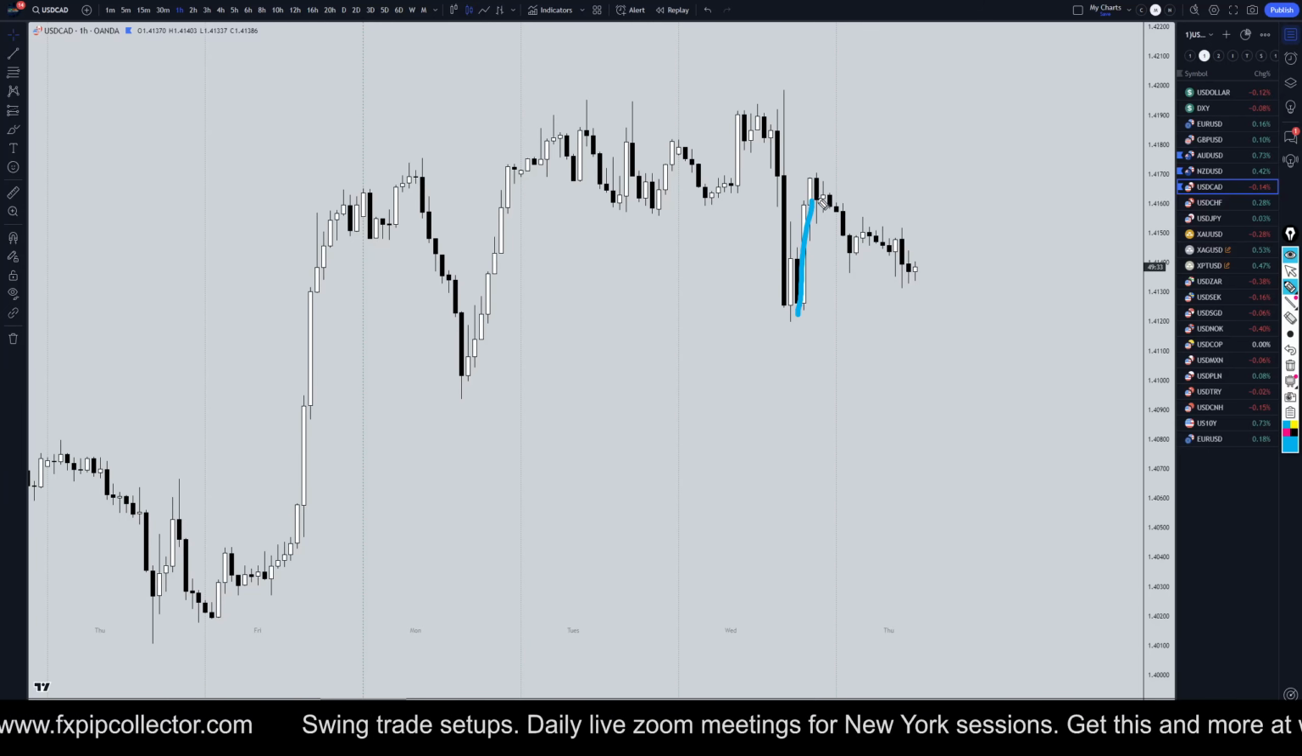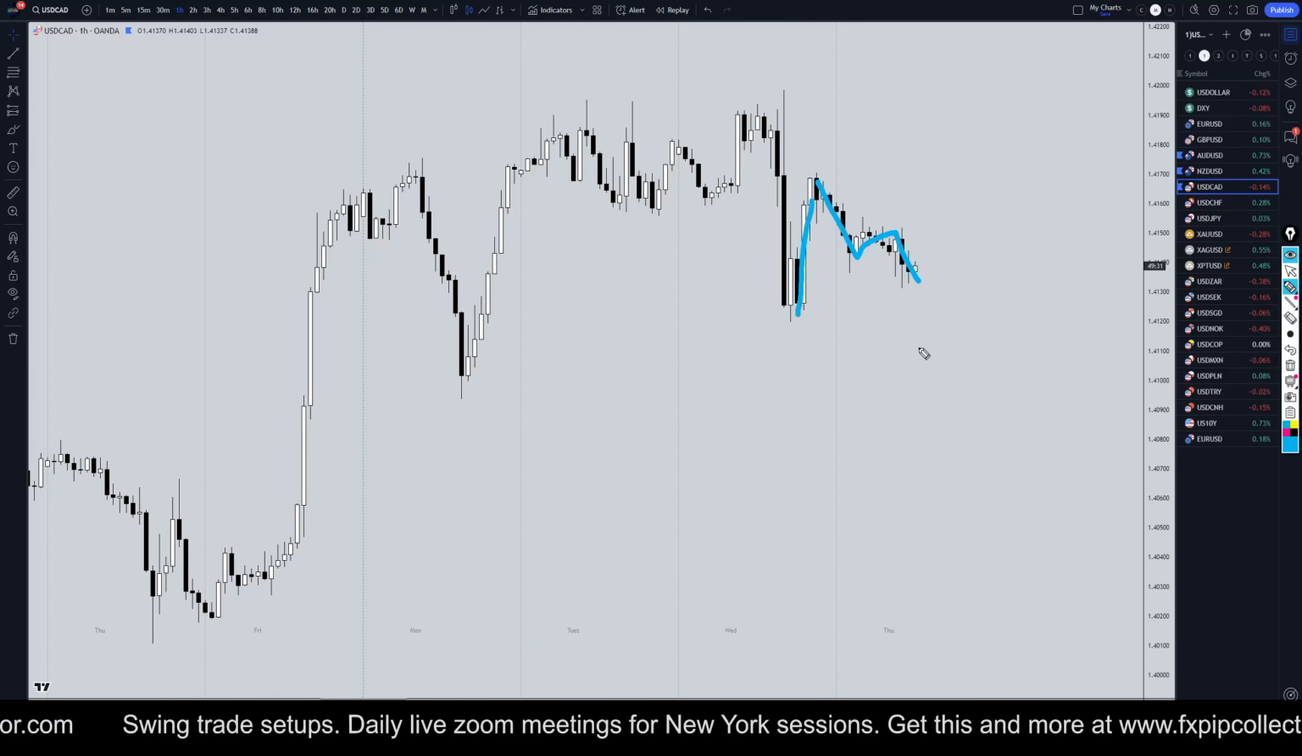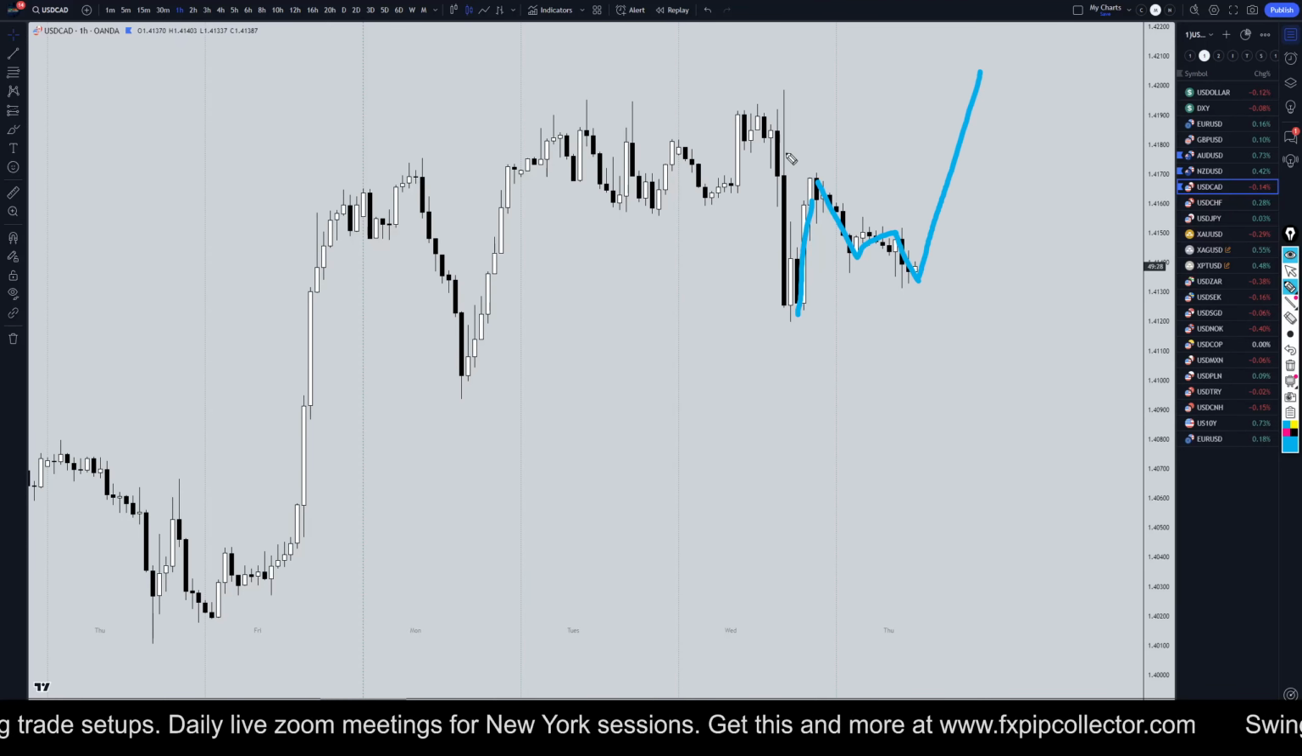To me, it looks like impulsive up. It looks like 1, 2, 3 waves down. To me, it looks like it's actually getting ready to make another move to the upside.